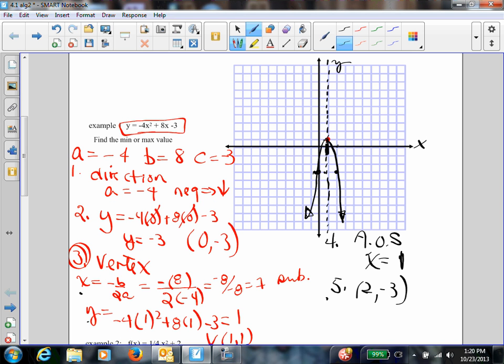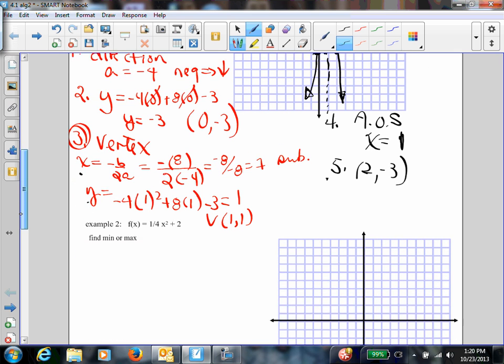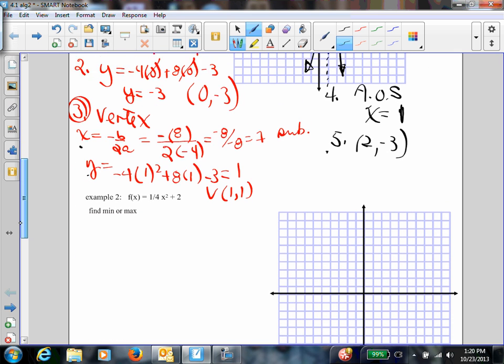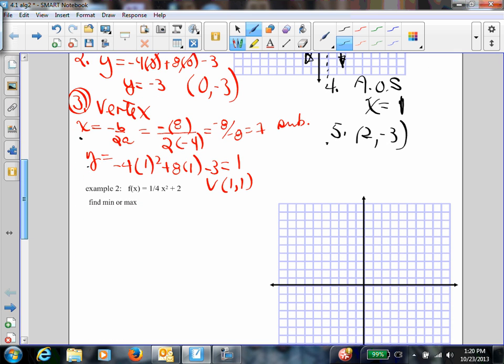That make sense? All right, let's look at example 2. What do you see immediately as a difference between example 1 and example 2?